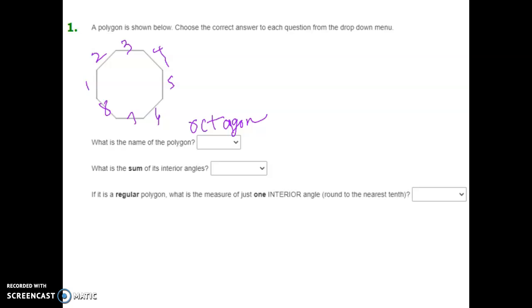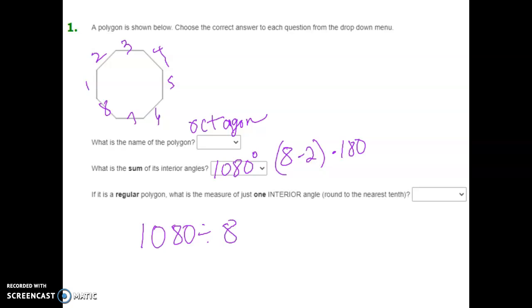It's an A. Okay. What is the sum of the interior angles? The number of sides minus 2 times 180. And when you do that on your calculator, whether you use Desmos or the one in Schoology, you will get 1080 degrees. Now, if it is a regular polygon, what's the measure of just one interior angle? Well, we're going to take that sum and divide it by how many there are, and there are 8 interior angles. When you take 1080 and divide by 8, you should get 135 degrees.